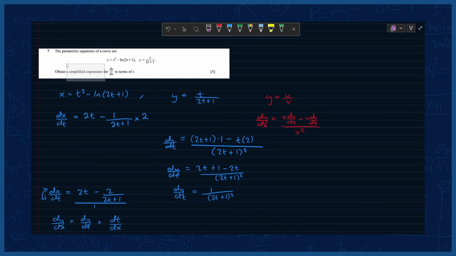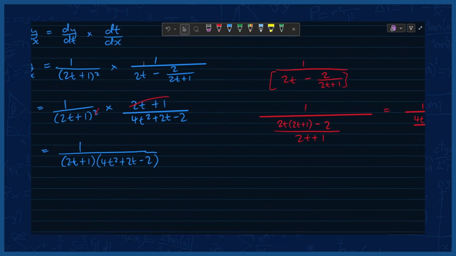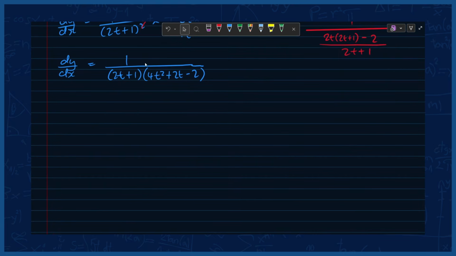They did specify that they want a simplified expression for dy dx, so we kind of have to simplify the quadratic, factorize it, and see if this factorizes into something nice.